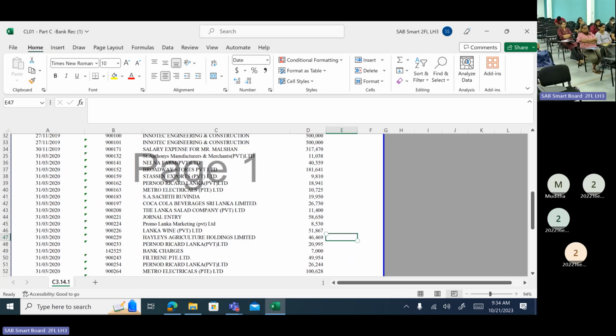There is no subsequent settlement period. So here we are preparing the 31st March bank reconciliation. In the 31st March bank reconciliation, there's a check issued not presented.